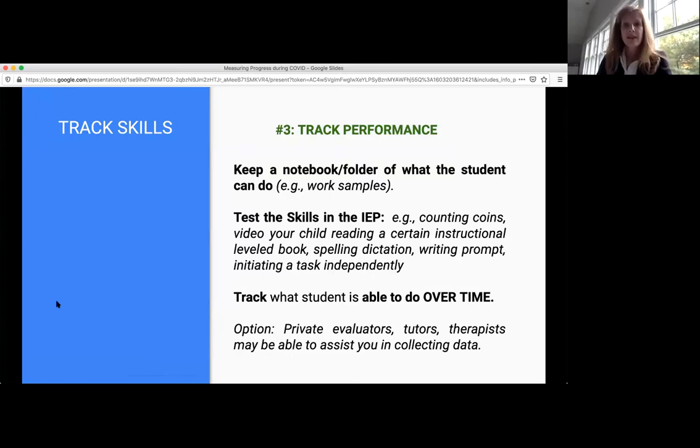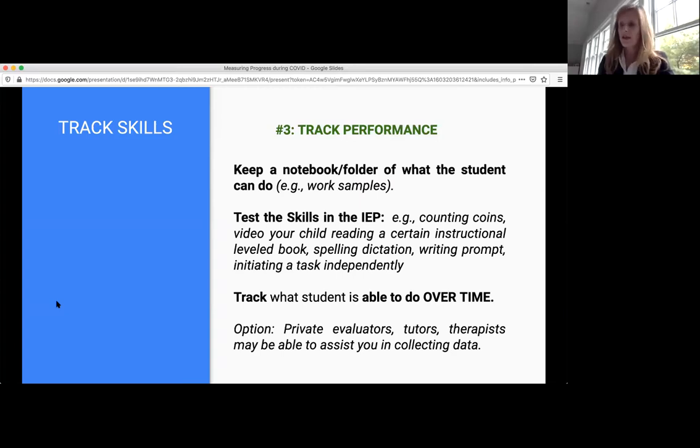I would suggest that you keep a notebook or one of those accordion folders where you're selectively picking out work samples and keeping it in a portfolio. I just think it's really helpful. You get that work sample, you put the date on the back, and you keep it, almost like a living portfolio of what your child is able to do. Not every week, not every sample, maybe an item here and there that's obviously relatable to a skill or a goal that your child is working on.